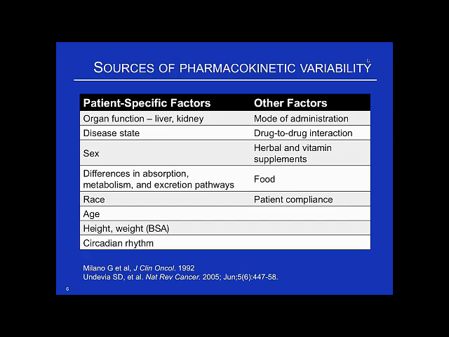As it relates to patient-specific factors, there are a number of elements that one needs to consider. The function of the normal liver and kidney, so organ function, the status and extent of the disease, sex can play a difference. We also know that there are significant underlying genetic differences as it relates to drug absorption, drug metabolism, and drug excretion pathways. Race can play a key role. Age, height and weight for sure. And it's interesting, height and weight, right, makes up the body's surface area.